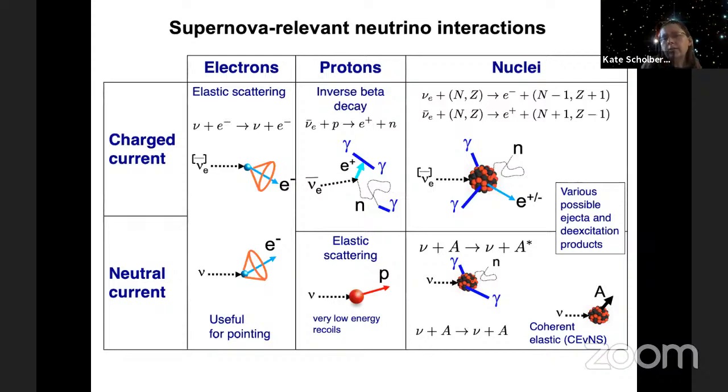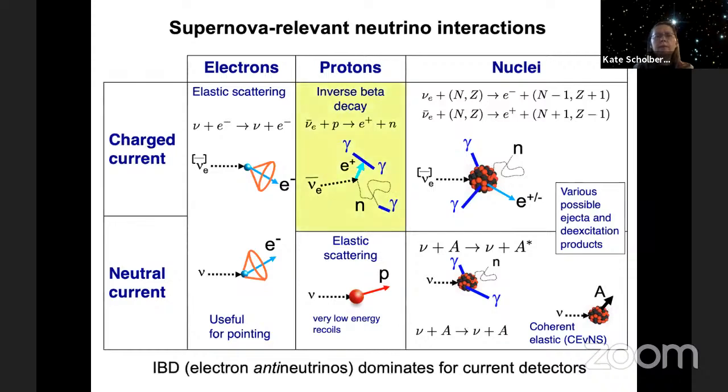And if the previous case is like a ping pong ball hitting a larger ball, this is like a ping pong ball hitting a boulder. It's coherent elastic neutrino nucleus scattering, where a neutrino comes in and recoils off the entire nucleus, and the nucleus recoils away with a very tiny amount of energy. That's also neutral current, and it's also potentially observable. I'll say a bit more about that in the later part of the talk.